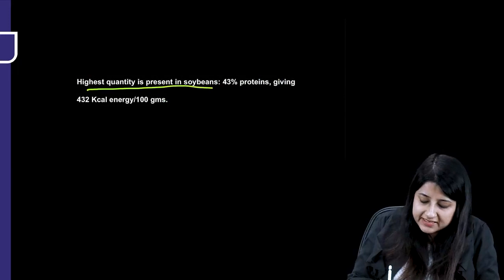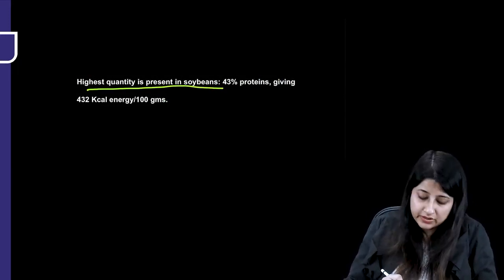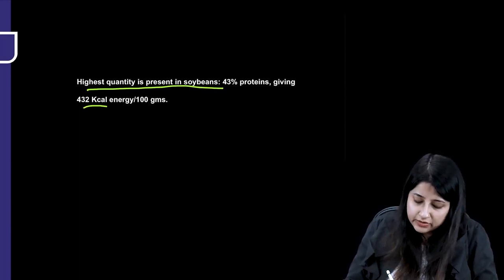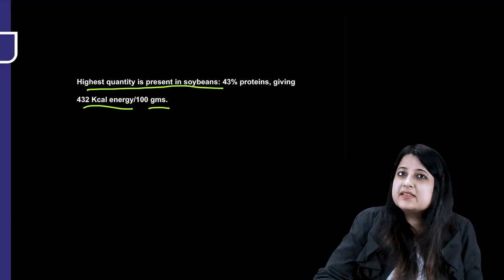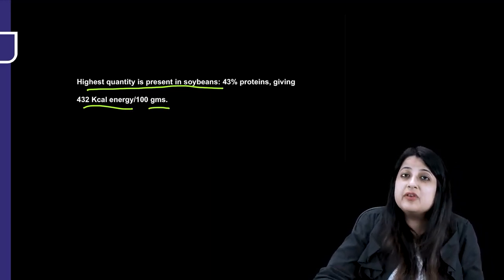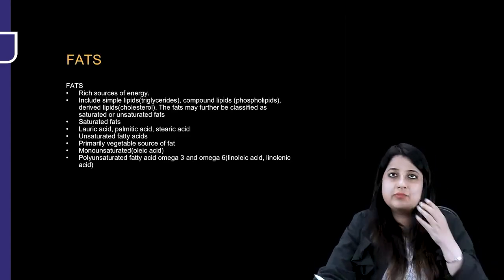So the highest quantity is present in soya bean. That is 43% protein, giving 432 kilocalorie energy per 100 grams. So the maximum quantity of protein is in soya bean, but the best quality of protein is in eggs. Okay, so that was the golden point about protein.